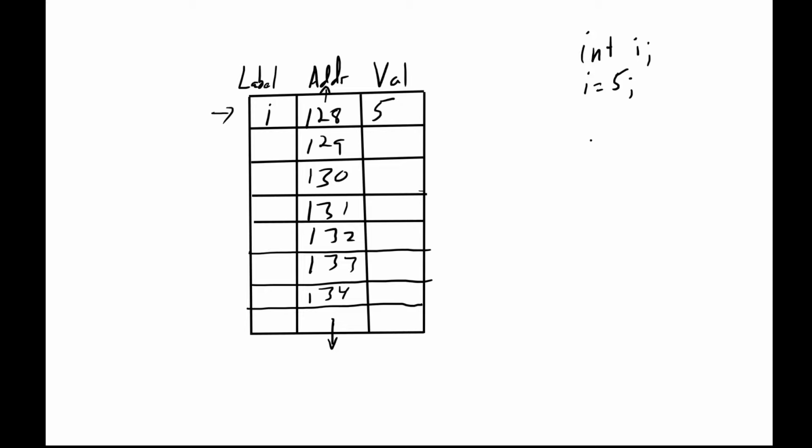And then maybe I do some stuff in my program, and then at some point later on I say, okay, I want I to equal 7. What we'll do is it'd go back here and say, okay, well now I is actually equal to 7. So we've got this idea of a memory address.